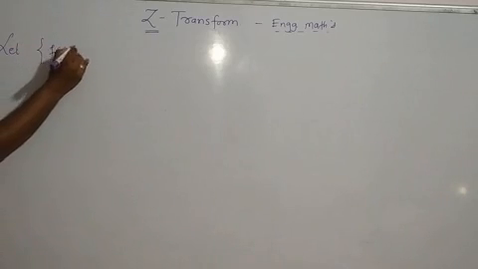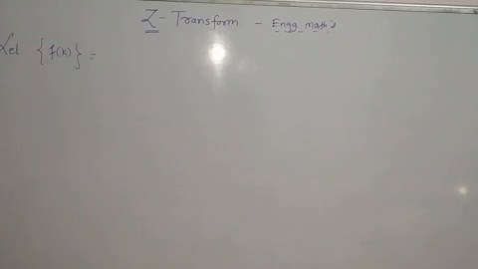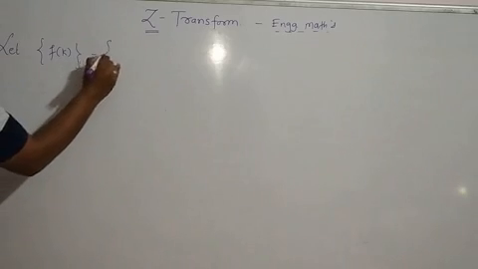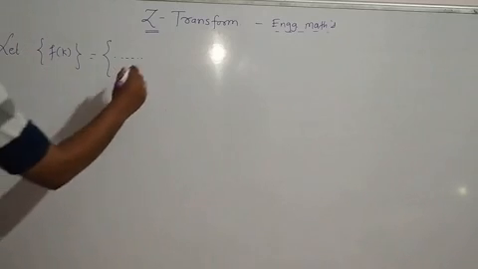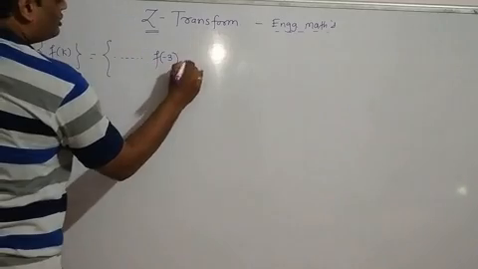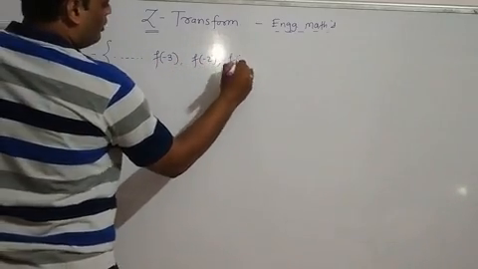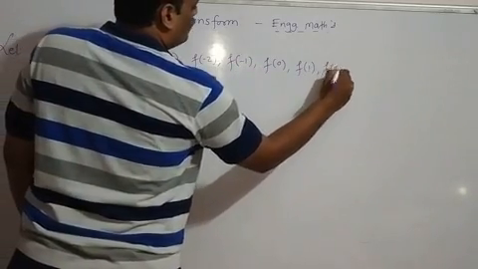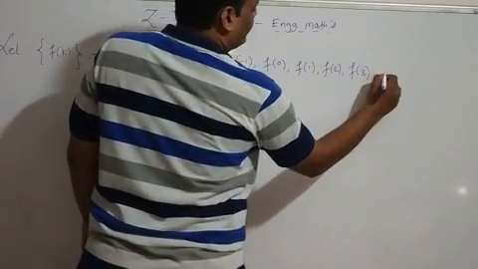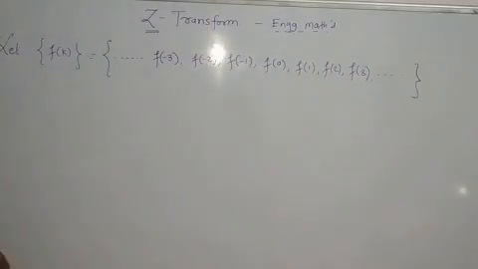a curly bracket of f of k, in curly bracket f of k means it is a sequence. Okay, we denote sequence with curly bracket. So we have a sequence f of k and it is equal to dot dot dot. What does dot mean? It means we are going from minus infinity. So you have f of minus 3, f of minus 2, f of minus 1, f of 0, f of 1, f of 2, f of 3, and it will continue up to plus infinity, right?